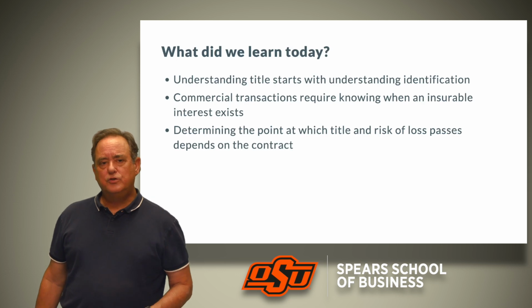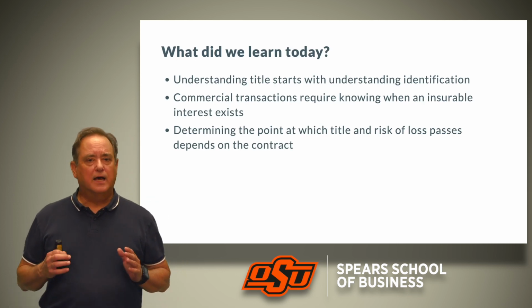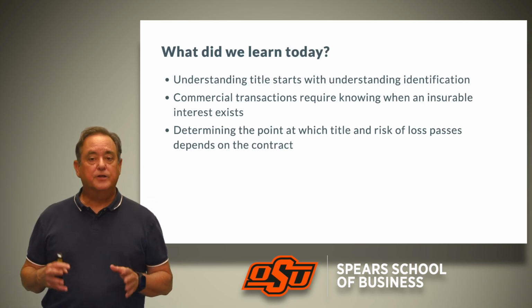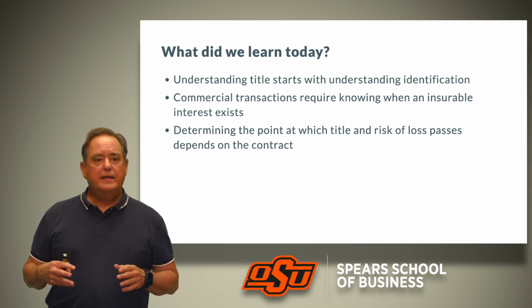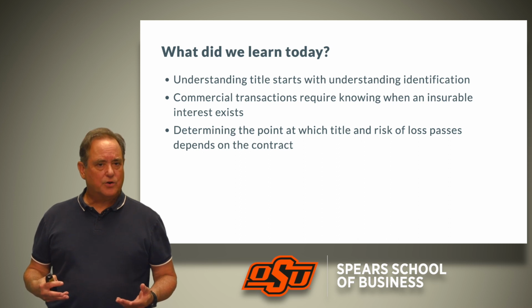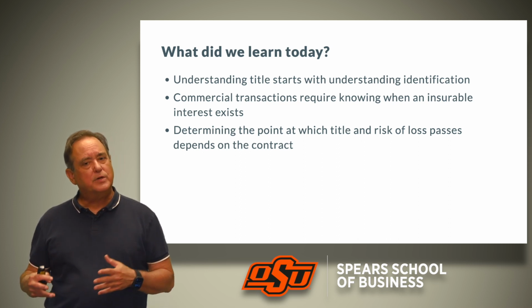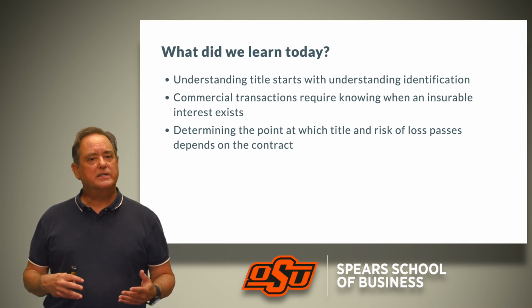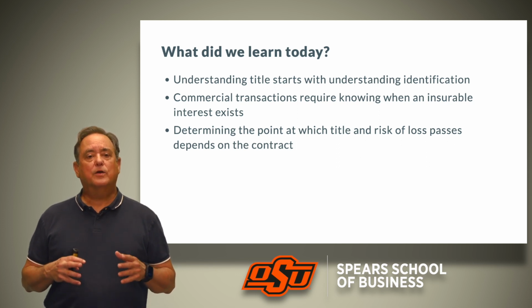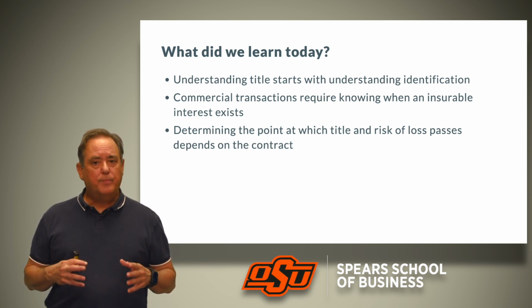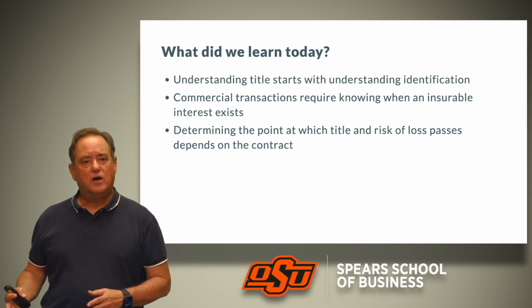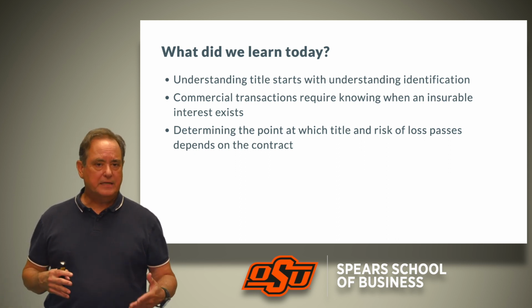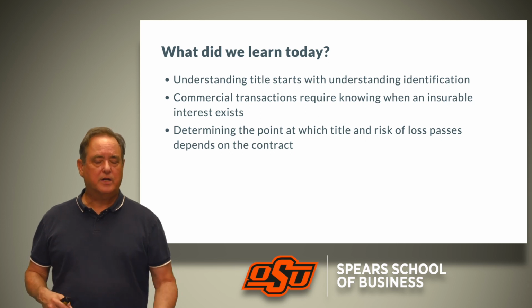So, in conclusion, what did we look at today? Understanding title and understanding identification. We must know when the insurable interest is created so that the parties can protect themselves from risk of loss. And we know at what point title passes and at what point risk of loss passes. And we know that depends on the terms of the contract.